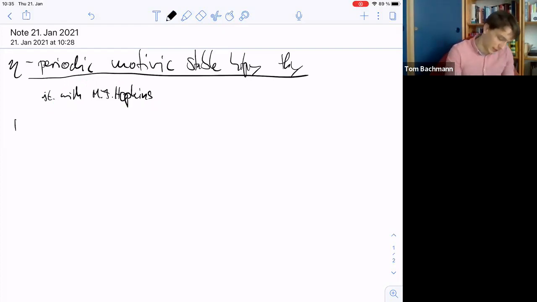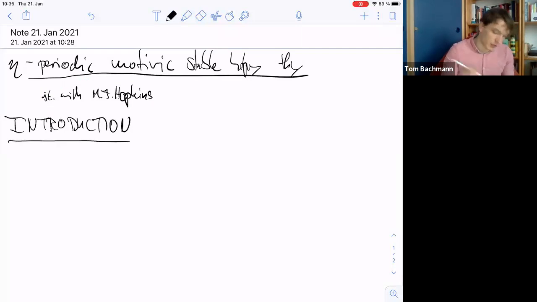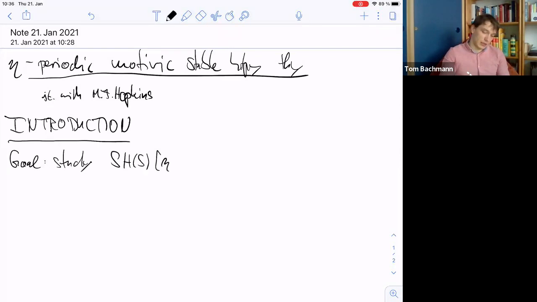And yeah, so let me try to begin with some sort of introduction, which is maybe even less formal than what's going to follow. So what's the point? Well, the point is that we have the following goal, right? So we want to study the following category, SH of S, eta periodized. Okay, so S is some scheme.